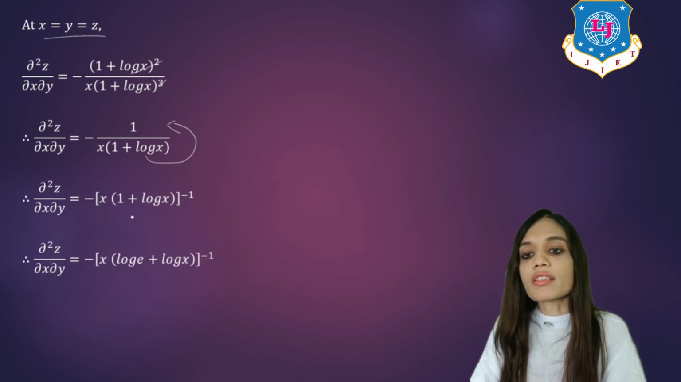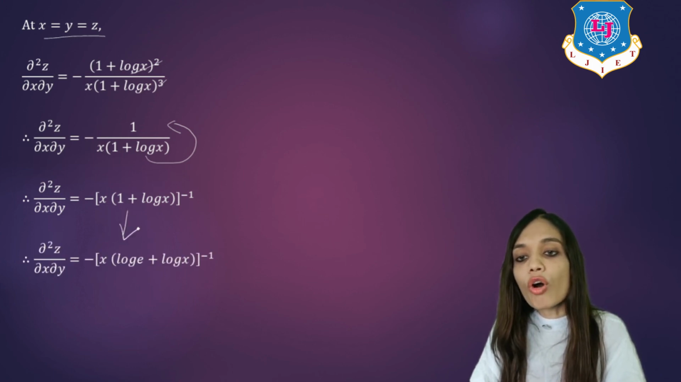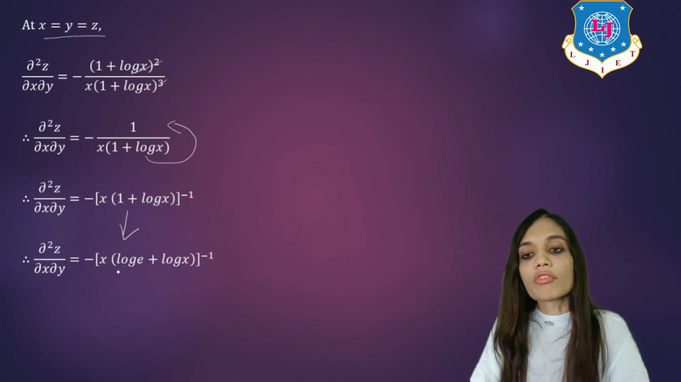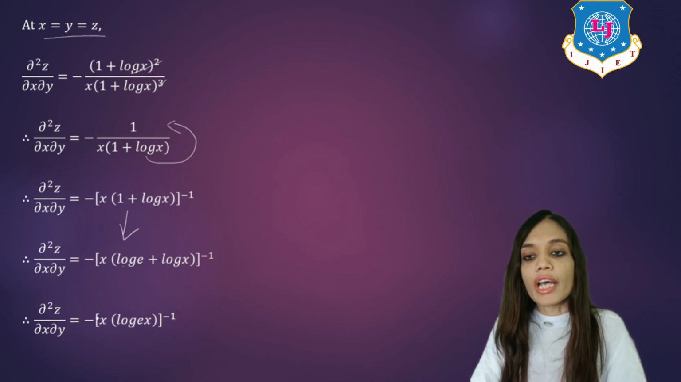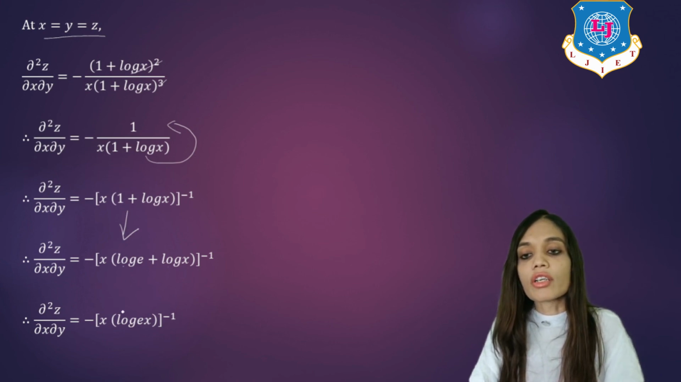Now we will replace our 1 by log e. And we know that log a plus log b will be equal to log ab. So finally what will we get? Del square z upon del x del y is equal to minus x into (log ex) raised to minus 1. So this is our desired answer.